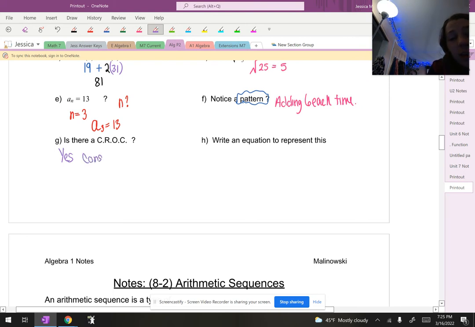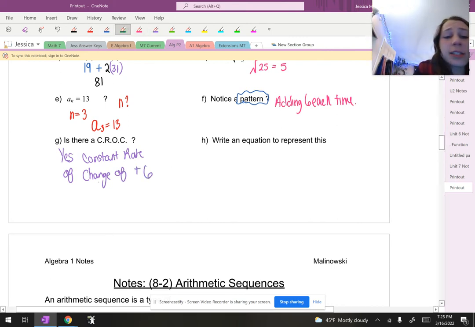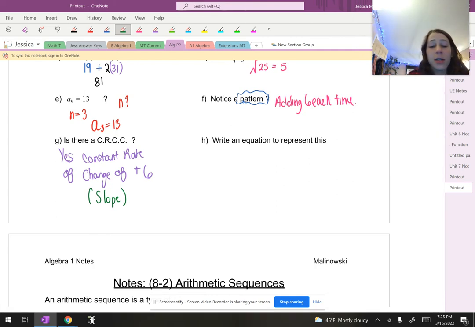There's a constant rate of change of plus 6. Another fancy name for constant rate of change would be a slope. More recently, and at the end of our last unit, we talked about a new fancy word that we're going to get into a lot next lesson: common difference.